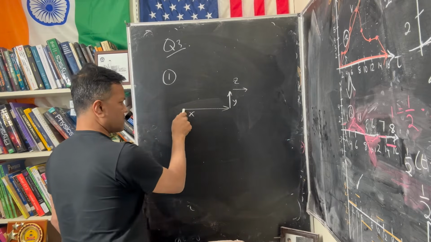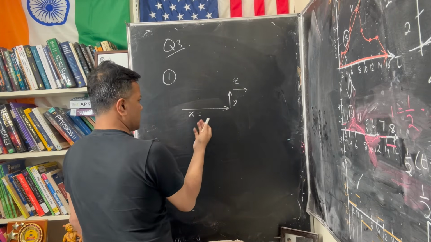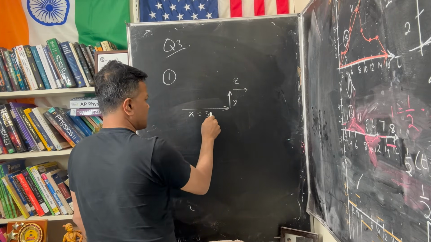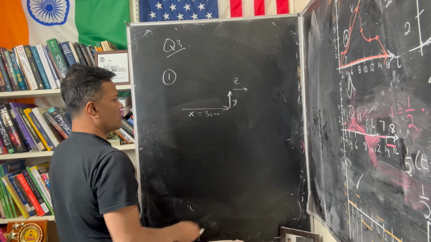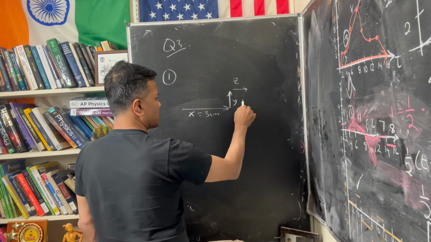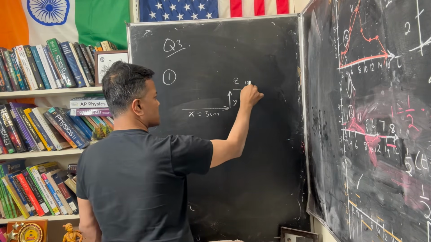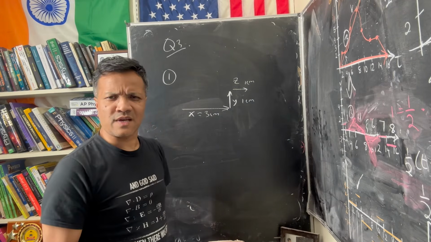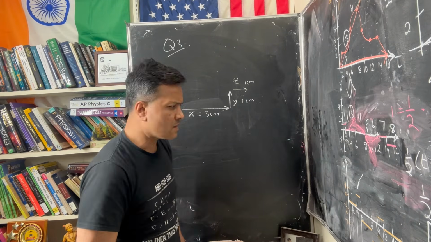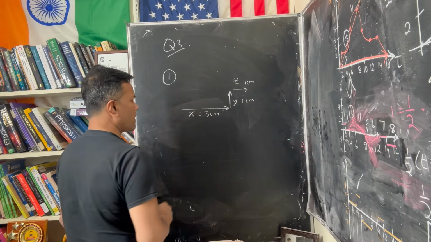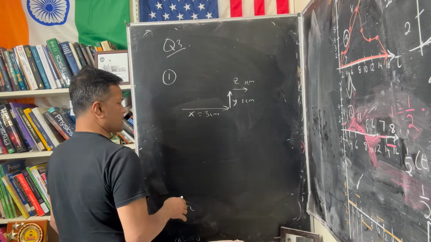Vector x, if you put a ruler, you're probably going to get, I don't know, 3 centimeters. The others look like 1 centimeter. But it doesn't matter. I'm going to show you in a second how to do it to scale, but I'm just giving you an idea. I ask you to find the total displacement.